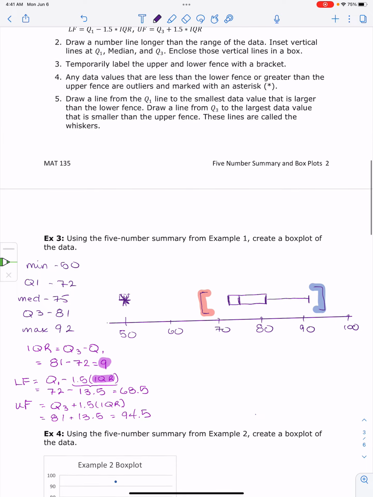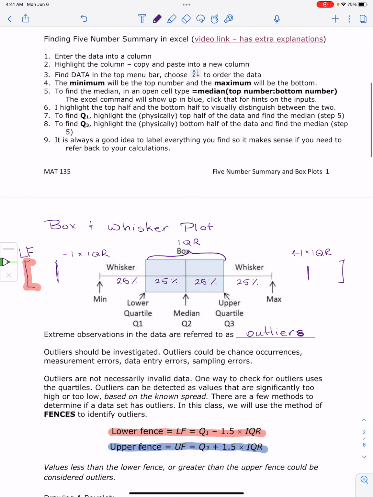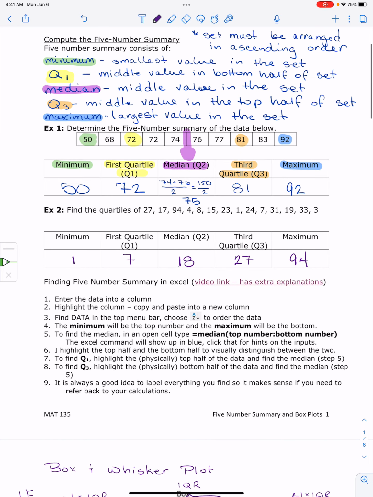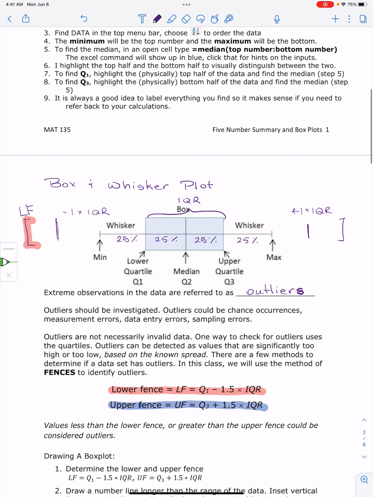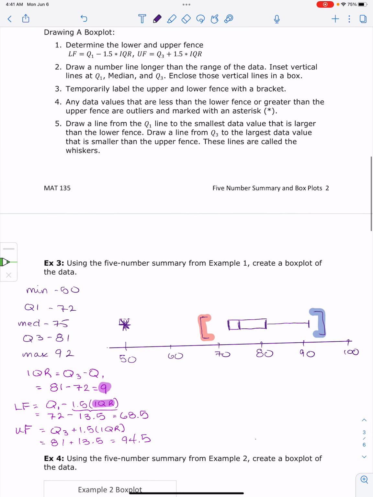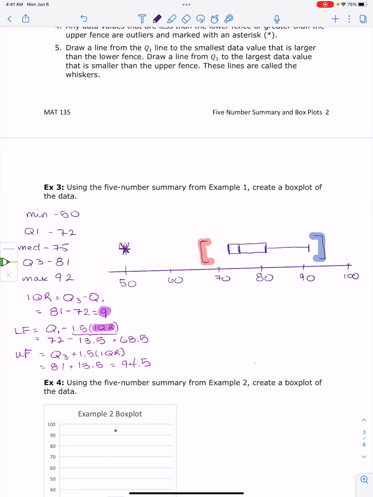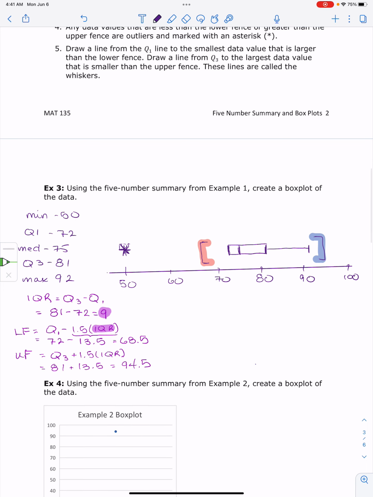I'm going to go up to my data set, and I am going to look for the next smallest number. My next smallest number is 68. And look at something here. My lower fence is 68.5, which means that this 68 is also actually an outlier. I'm going to mark anything that falls outside.